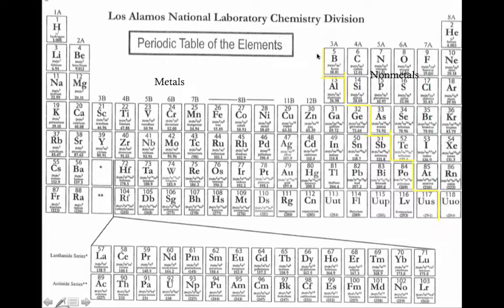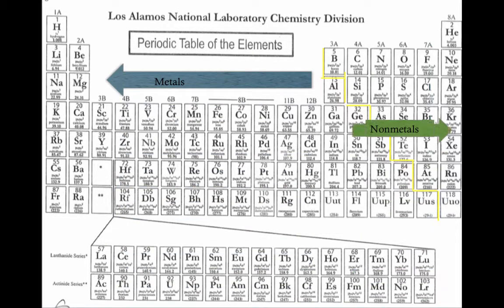I just drew this little line that goes down here. It starts in the upper left-hand corner of boron. It goes down, over, down, over, down, over, down, over, etc., all the way down. This little stair-step line tells us the difference between our metals and our non-metals. Anything to the left of this little line is going to be considered a metal. Our metals have properties of being shiny, they conduct electricity very well, and they can be hammered into sheets or drawn into wires.